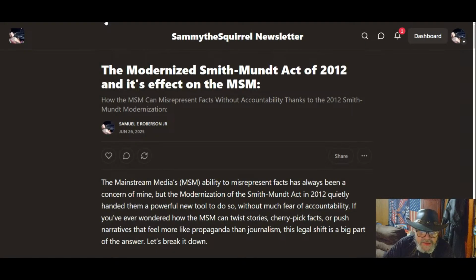I've been getting a lot more pushback on my thoughts about the modernization of the Smith-Mundt Act of 1948 and 2012 by President Obama. And I've been trying to explain it to people online, so I think I've written a newer Substack that breaks it down easier so that people can understand it a little bit better. Let me make sure I'm sharing this and I am still on screen. Yes, I am. Okay, let me get to reading this to y'all.